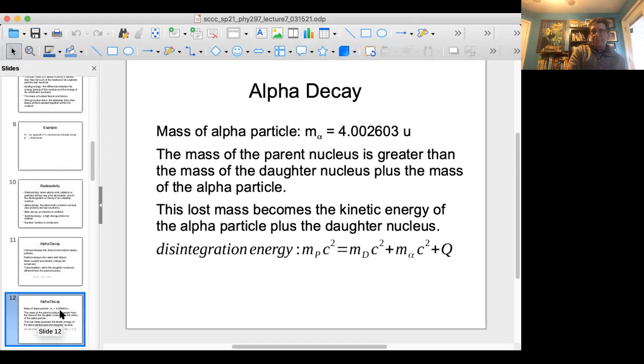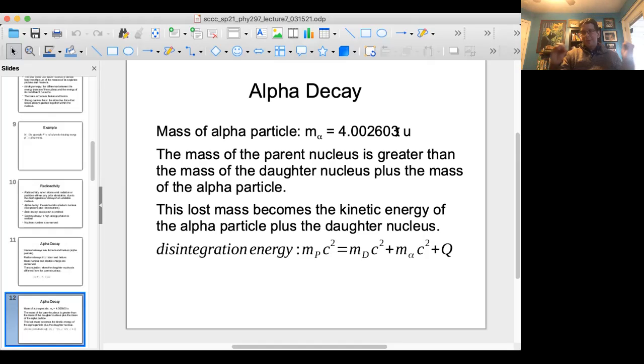So the mass of the alpha particle is given in mass units by this. And again, don't forget the conversion, 931.51 mega electron volts per c squared. So typically when we want mass, it's easier to work with u than with kilograms if you're on the nuclear scale. And with energy, it's easier to work with mega electron volts than joules. So the mass of the parent nucleus is greater than the mass of the daughter nucleus plus the mass of the alpha particle. And the remaining energy gets converted into kinetic energy.